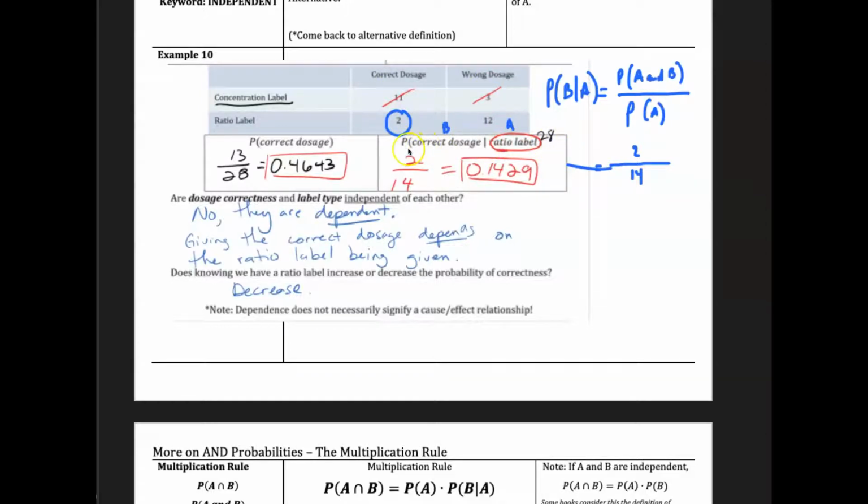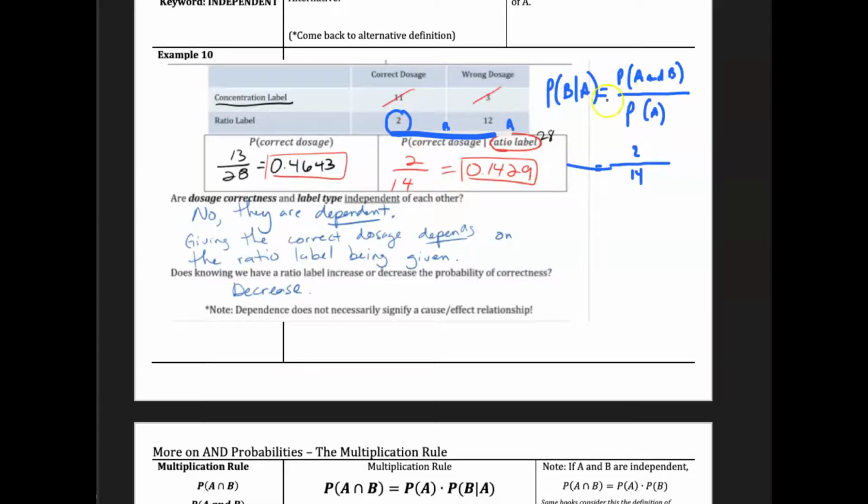Now, what's the probability of getting a correct dosage if you're in the hospital, given that there's a ratio label versus a concentration label? Each medicine has a different type of label, different potential types of labels. Given that you got a ratio label, in this case, this is 2 out of 4, because there are 14 total. Out of ratio labels, there are 14 ratio labels. If you look at those right there, you end up with 14, and 2 out of the 14 are correct. And so you have that.